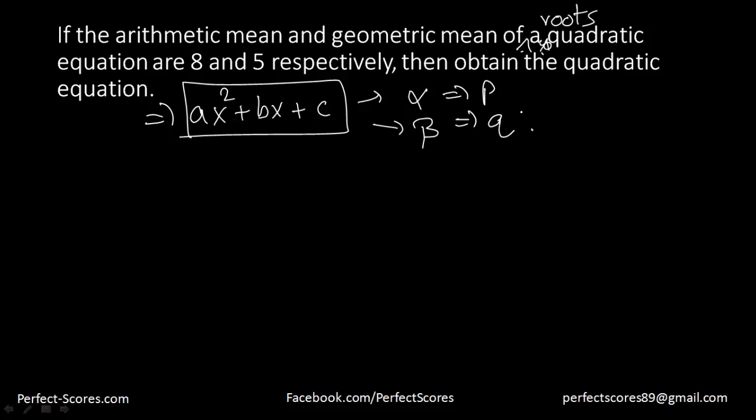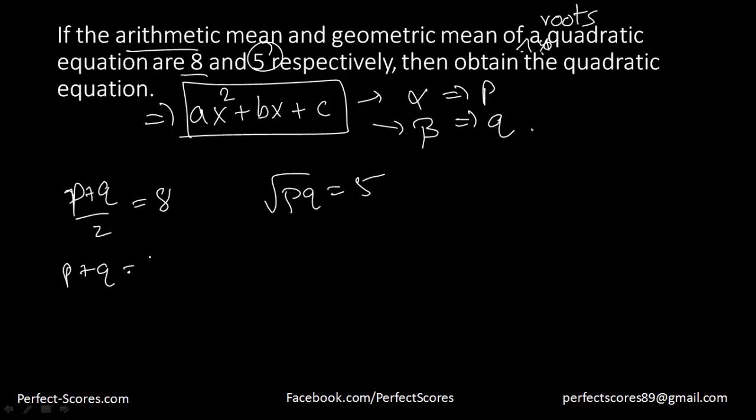So the arithmetic mean is 8. That means p plus q by 2 is 8. And the geometric mean is 5. That means under root p into q is equal to 5. So I've just gotten two equations. p plus q is equal to 16 and p into q is equal to 25.